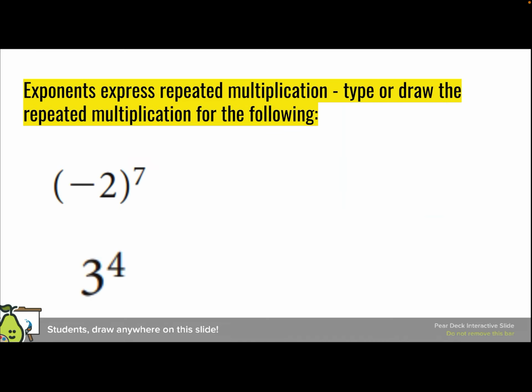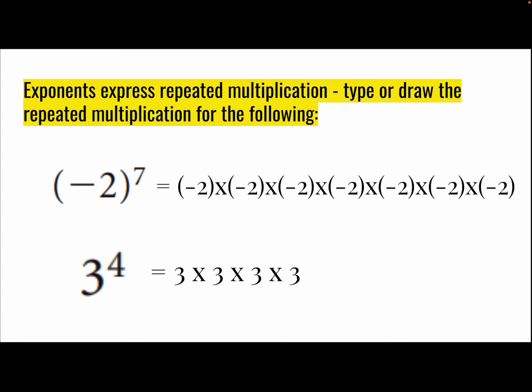Here you're asked to express exponents as repeated multiplication. So on the Pear Deck, you would be asked to express these as repeated multiplication. Of course, you can't do that on the video, so let's see what it looks like. For the first one, we've got negative 2 to the 7, so I'm repeating the multiplication of negative 2 times itself 7 times. So negative 2 times negative 2 times negative 2 until I've got it 7 times. Because there are brackets around the negative 2, the entire thing needs to be multiplied, and I put brackets around it for clarity.